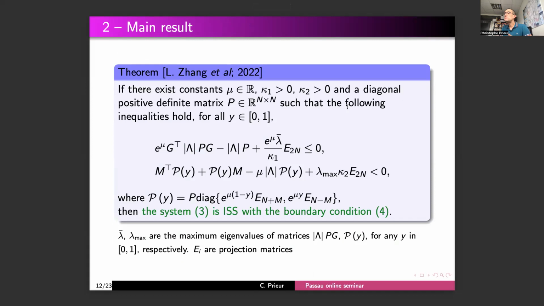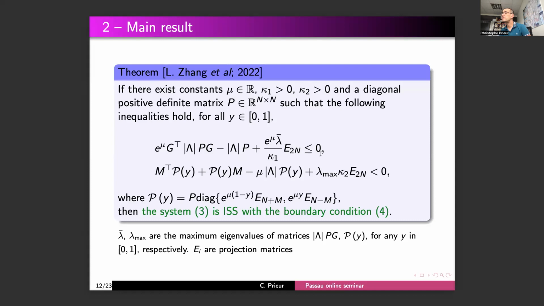So the control problem is the input to state stability, and we have two sufficient conditions to check to get a solution to this control problem. This condition introduces some constant values, mu, kappa 1 and kappa 2, and a diagonal positive definite matrix P, so that we have these two inequalities. Here I forgot to say that E of 2n is just a projection matrix on some coordinates.